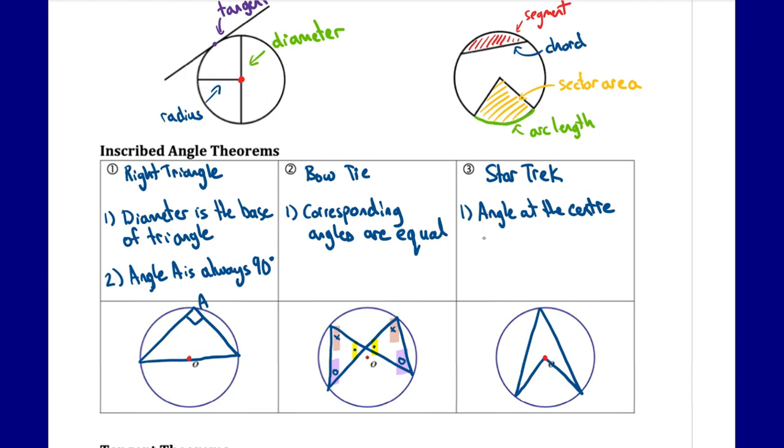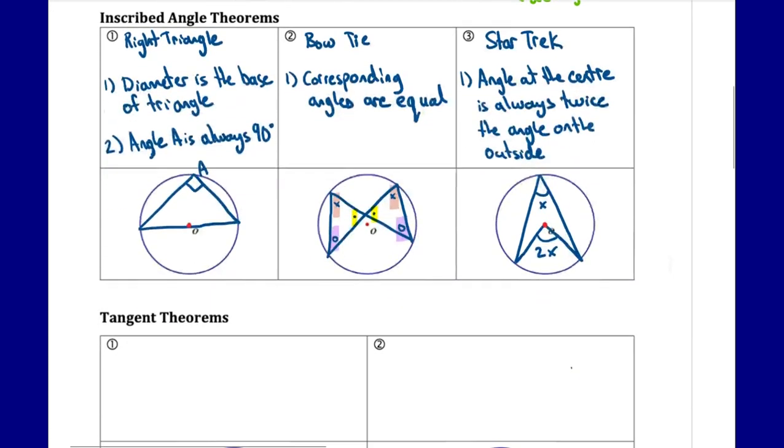The angle at the center is always twice, or 2 times larger, than the angle on the outside. So what that means is if this is considered x, then this angle here is considered 2x, or double our angle. And that is the Star Trek theorem. So these three are looking at the angles inside of triangles, or inside of circles.